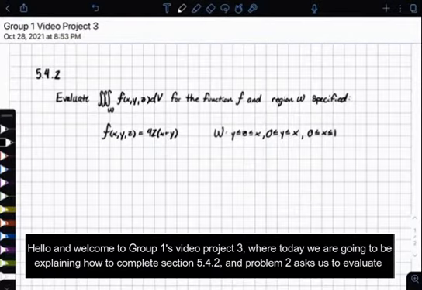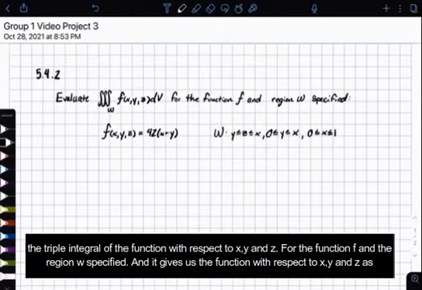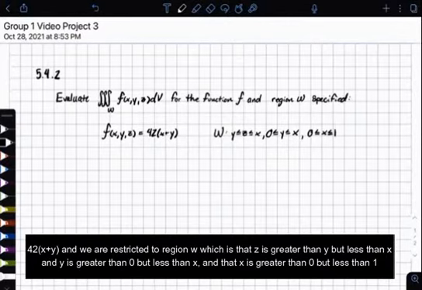Section 5.4, problem 2. Problem 2 asks us to evaluate the triple integral of the function f with respect to x, y, and z over the region W specified. It gives us the function f(x, y, z) as 42 times (x plus y). And we're restricted to region W, which is that z is greater than y but less than x, and y is greater than 0 but less than x, and that x is greater than 0 but less than 1.